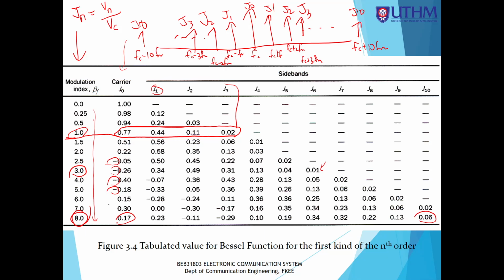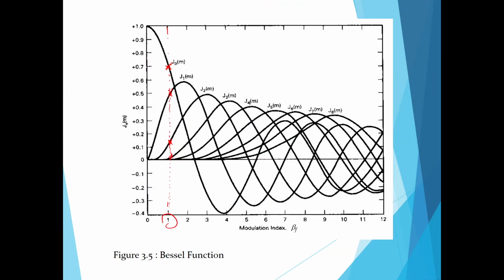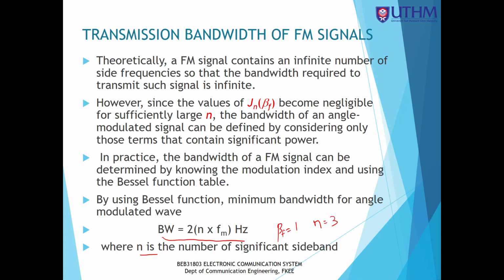Okay, up to 3 pairs of sideband. That means n equal to 3. Significant sideband means how many pairs of sideband. So here it is 2 times 3 times fm, the value of the modulating signal frequency. So this is if beta equal to 1.